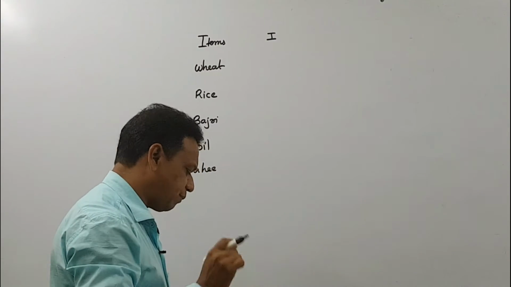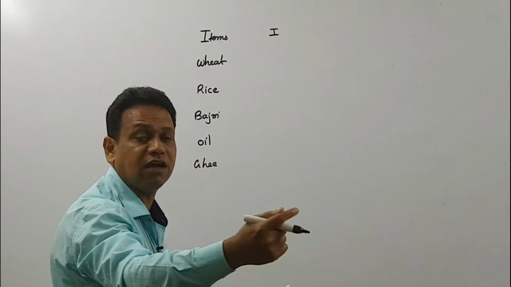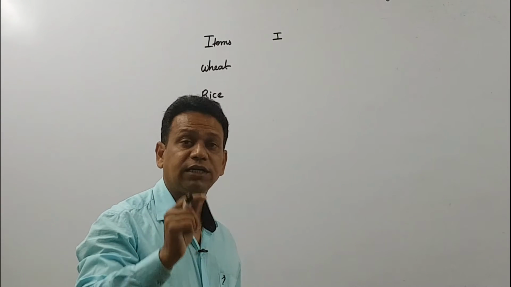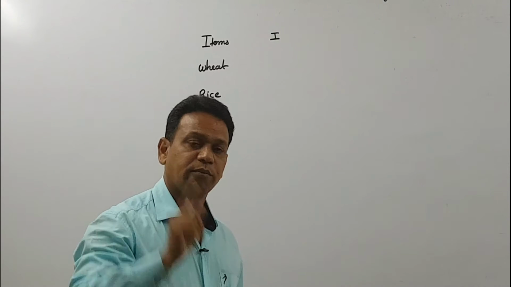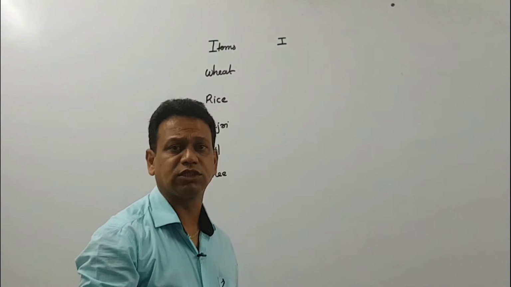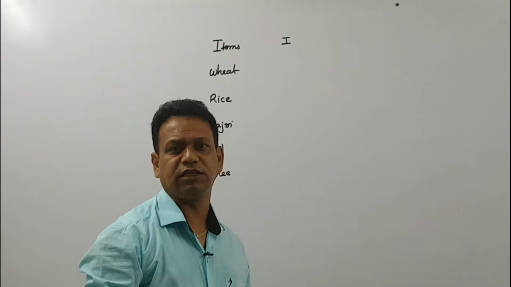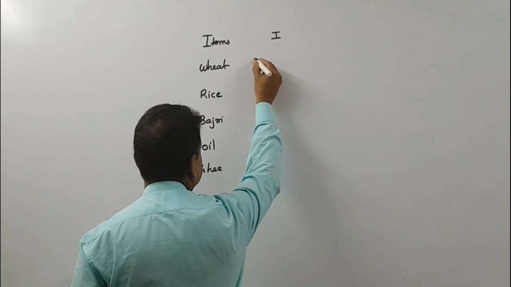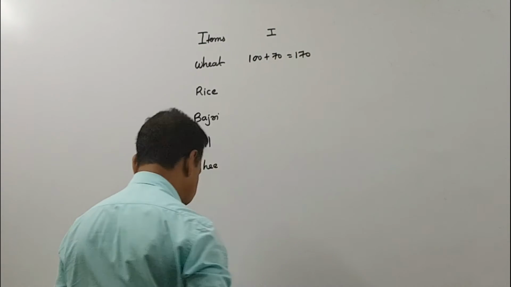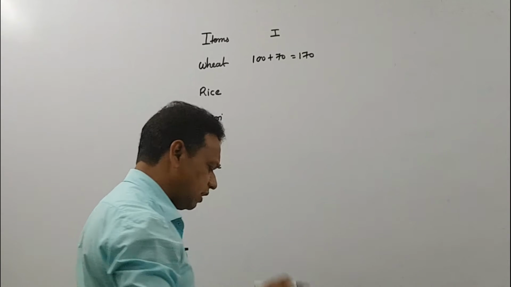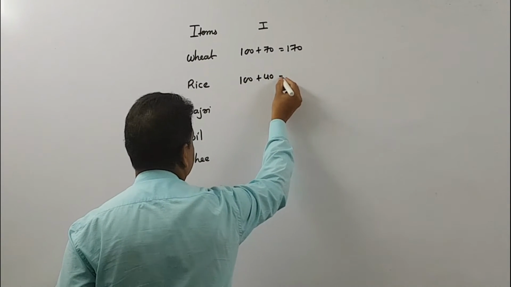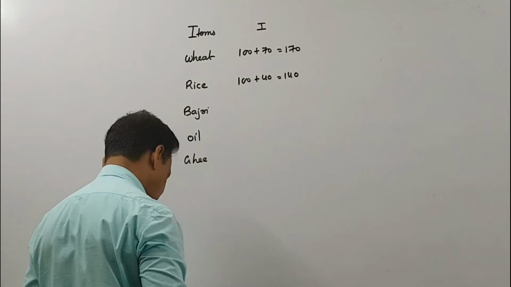Very first sentence: the price of wheat increased by 70%. My dear friends, I suggest many times, for percentage increase, what does it mean? The base index number remains the same, that is 100, and now 70% is increased. So 100 plus 70, that is 170. Then the price of rice increased by 40%. So again for rice, 100 plus 40, it is 140.